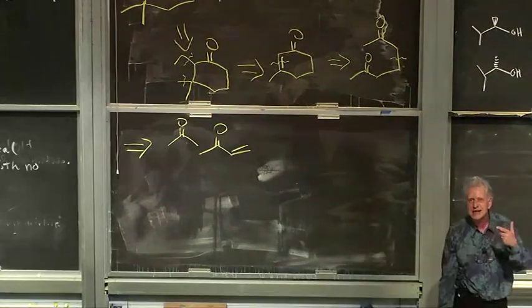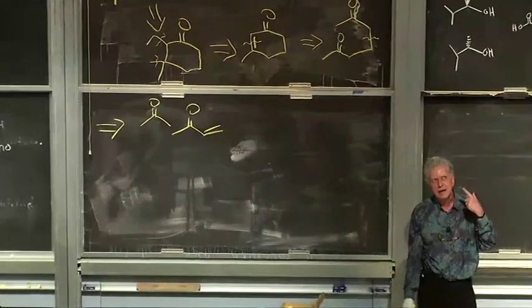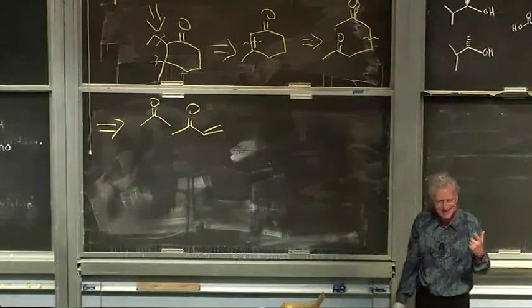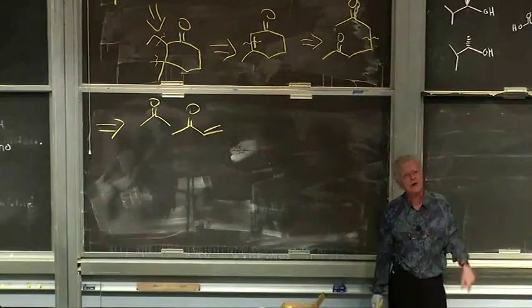One is Clemmensen reduction, that's zinc HCl, zinc amalgam HCl. Wolff-Kishner reduction, hydrazine plus sodium hydroxide base, and heat. And the third one is making a thioacetal and then treating it with nickel.